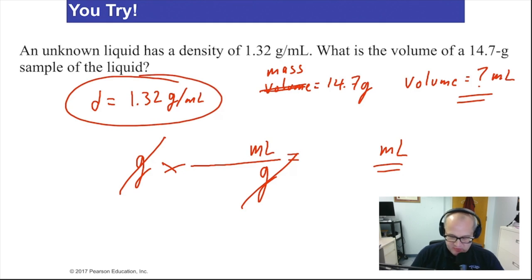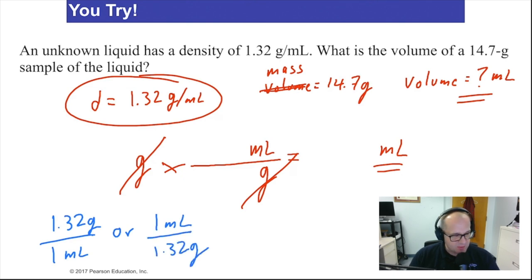Let me get a different color just to emphasize this. This density is 1.32 grams over milliliters, right? 1.32 grams over 1 milliliter or 1 milliliter over 1.32 grams. That's what it means. So this means that and that. I hope you understand that. That's very important. Okay, so now let me get rid of those arrows.